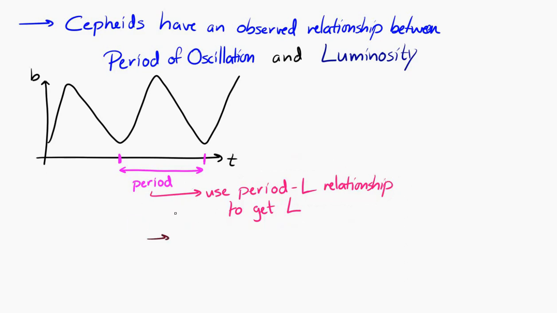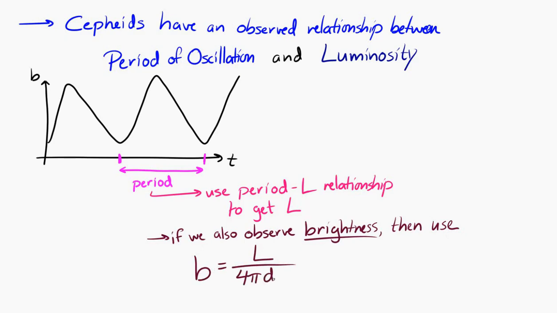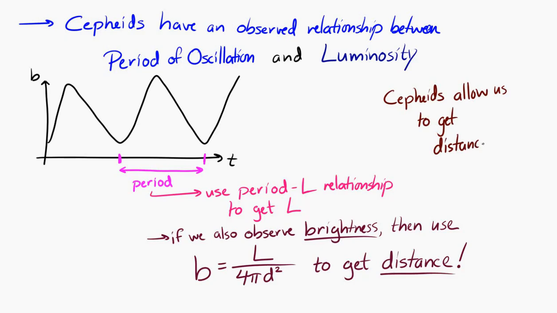If we can get the brightness of the star just by looking at it, then we know the brightness and the luminosity of the star. And from this equation, B is equal to L over 4 pi d squared, if we know brightness and luminosity, we can get the distance to the star. Cepheids are ways to determine distances to the stars.